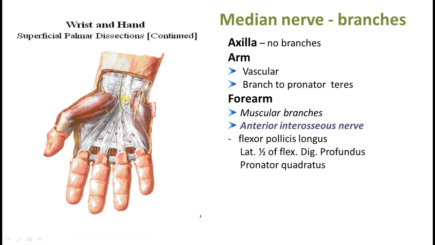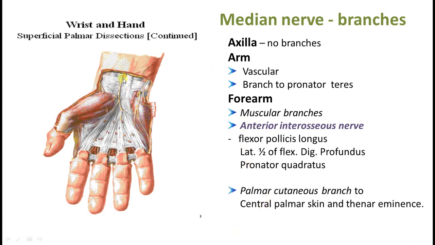Next, from the forearm, the nerve is going to enter the palm. In the palm, it is going to give some branches. The first branch is called the palmar cutaneous nerve, the palmar cutaneous branch of the median nerve.